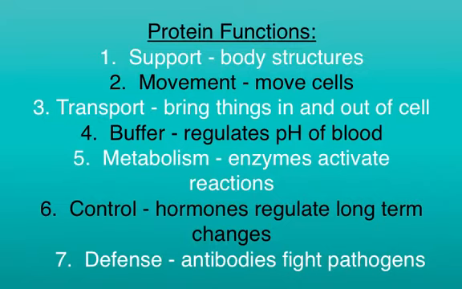Number 4, buffering. Some proteins help to regulate the pH in body tissues. Number 5, metabolic regulation. Many proteins are enzymes that activate chemical reactions in the body. Number 6, coordination and control. Some proteins are hormones that activate long-term changes in the body. And number 7, defense. Some proteins are antibodies that help defend the body against pathogens and toxins.